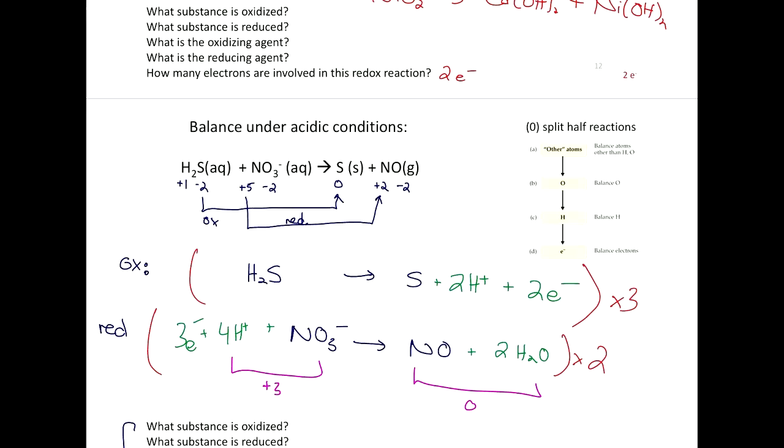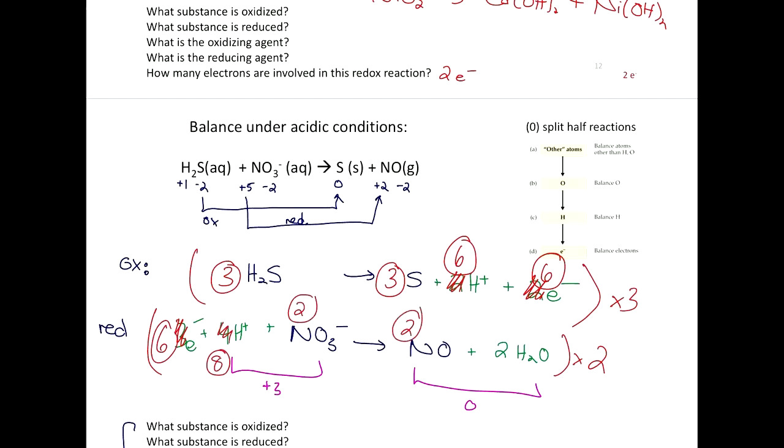This can be tricky, okay? Because if I multiply that first reaction by 3, don't all of the coefficients get a factor of 3? So it's not just one H2S, there's actually 3 of them now. There's now 3 sulfurs. There's now 6 hydrogens. There's now 6 electrons. So I'm changing the coefficients of all of them. Same thing with the reduction reaction. Now it is 6 electrons, 8 H pluses, 2 nitrates, 2 NOs, and 4 waters.